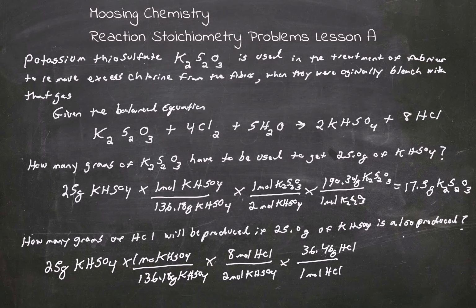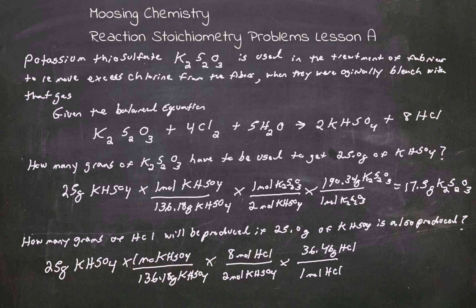Where'd that come from? Well, real quickly, for HCl, H is 1 times 1.01. Cl is 1 times 35.45. You add that together, you get 36.46 grams of HCl. All right, so I'm going to erase that so I have space to work with. It's pretty amazing what you can do with stoichiometry. All you need is just a couple of numbers.